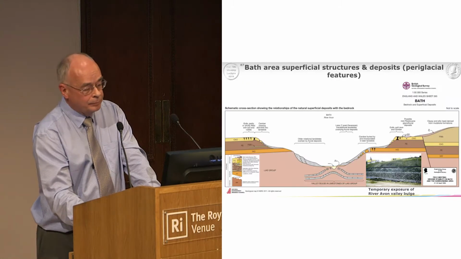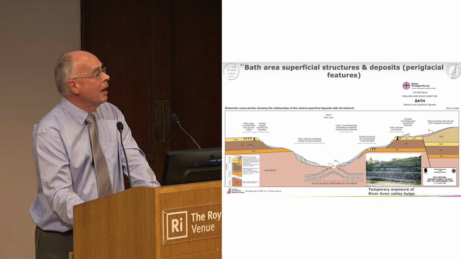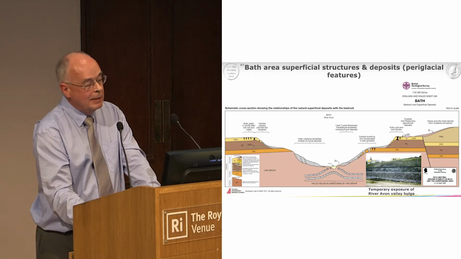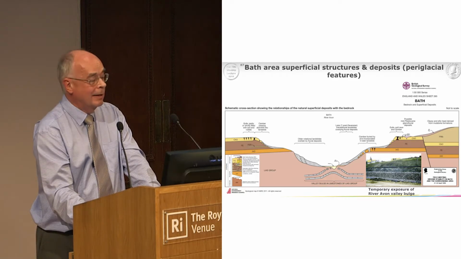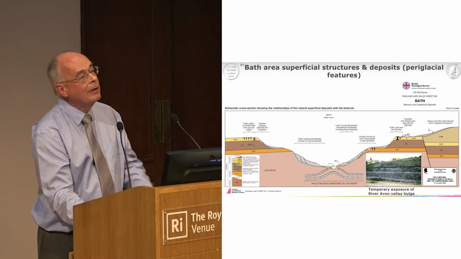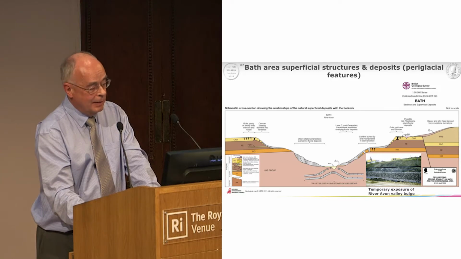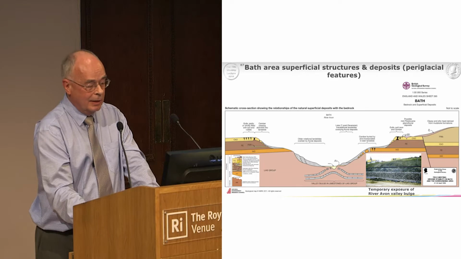Now this is the sort of cartoon section off the bottom of the BGS map. It shows you all these things that you can get around here. There are cambers, there are gulls, there are shallow failures on the side of the upper slopes in the Fuller's Earth. There are deep-seated failures in the Lias on the lower slopes.